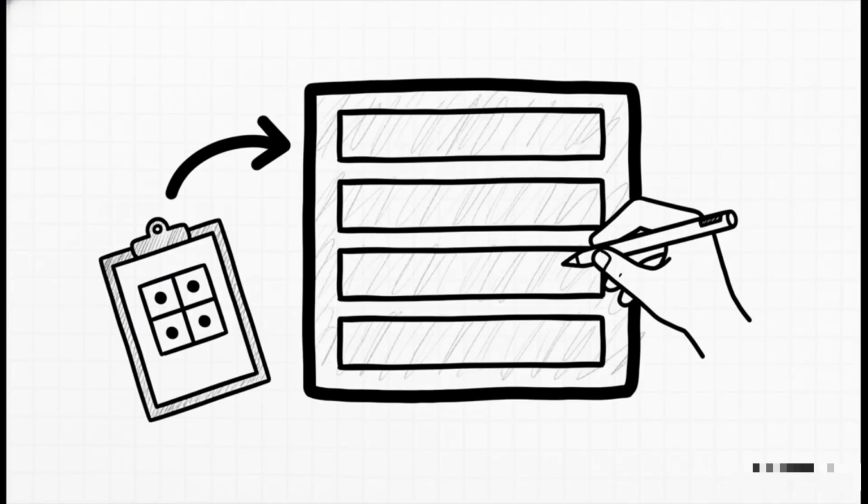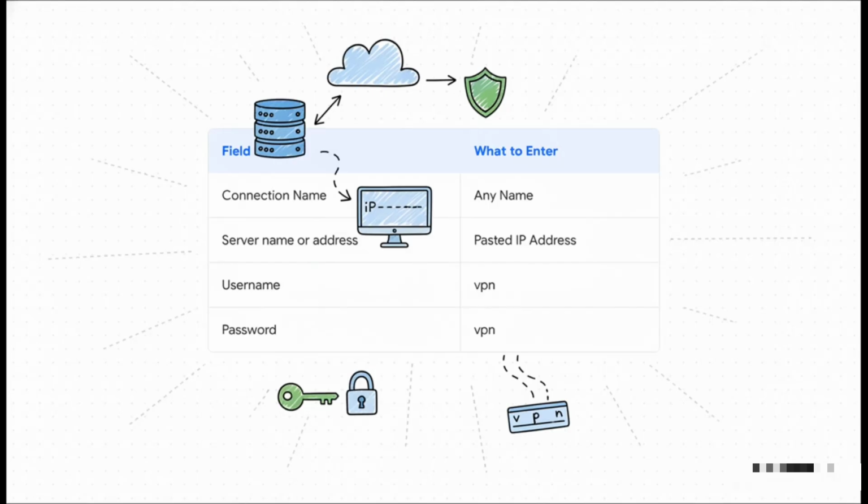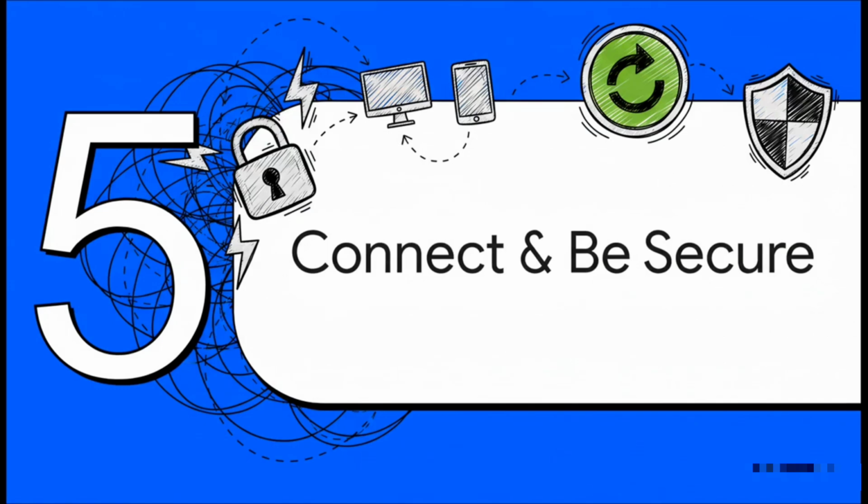You'll see there are just a few boxes to fill out, and honestly, this is the easiest part. Here we go. For connection name, you can call it literally anything you want. My VPN, secret connection, whatever. For server name or address, that's where you're going to paste in that IP address we just copied. And now for the really tricky part, for both username and password, you're just going to type VPN, all lowercase. That's it. See? Simple. And that's pretty much all the setup work.